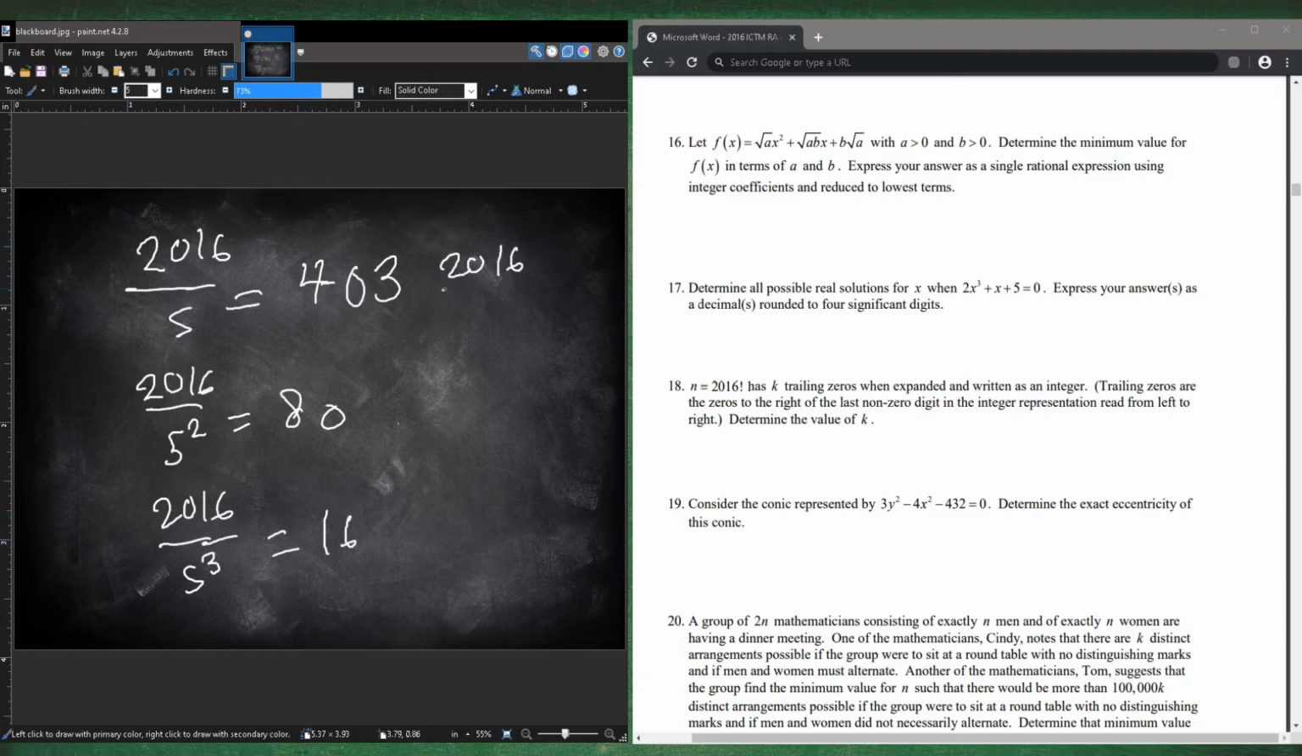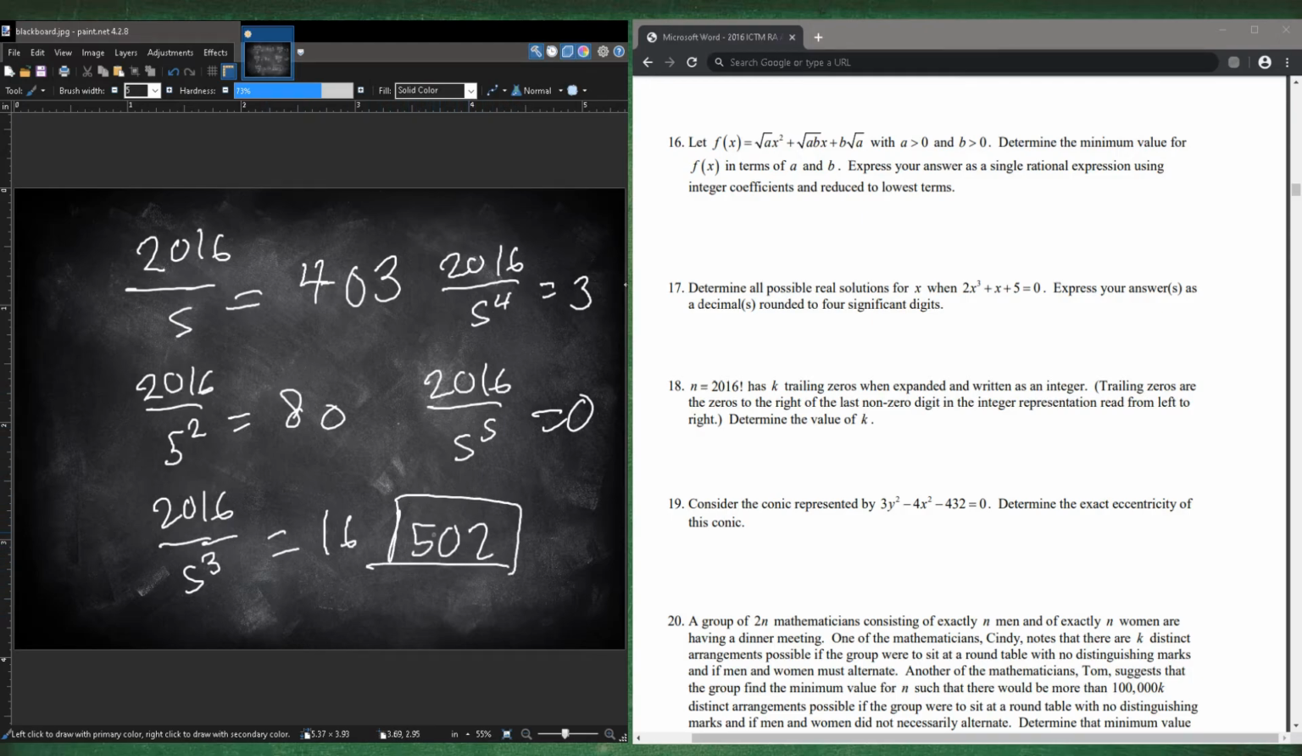Let's keep going. 2016 divided by 5 to the power 4 is 3, so they have an additional fourth. Now 2016 divided by 5 to the power 5. Once you reach 0, then you can stop. That is equal to 0, the integer part. So now you just have to add them all up. 403 plus 80 plus 16 plus 3 gets you an answer of 502. And that's how many 5s are in there, so that's how many trailing zeros there are.